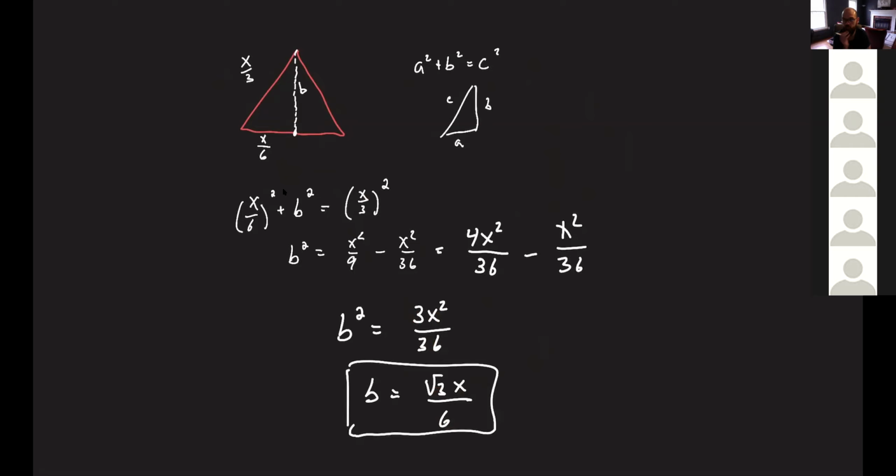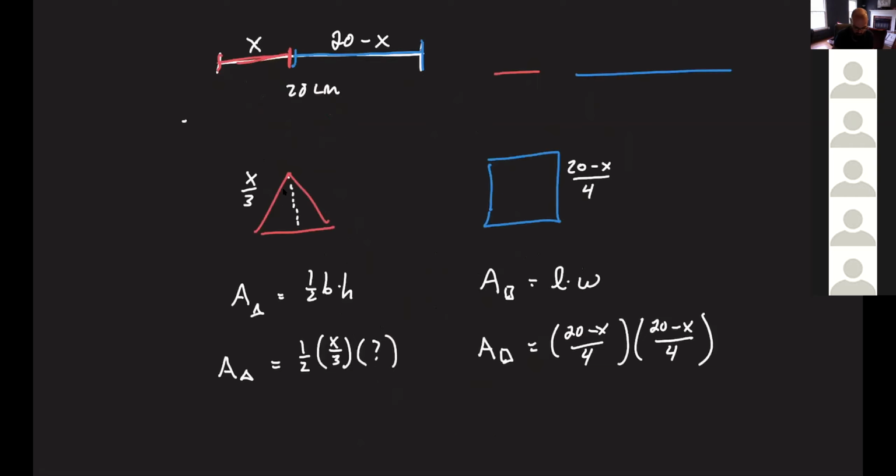So far, so good? All right, so what we just walked through was we were finding this height right here. Okay, so if I put all this in, what we should see is, right, we get square root of 3x over 6.